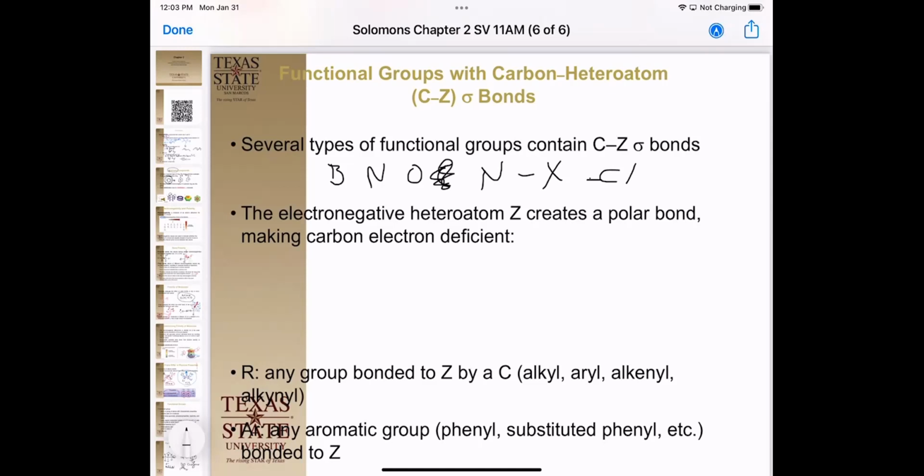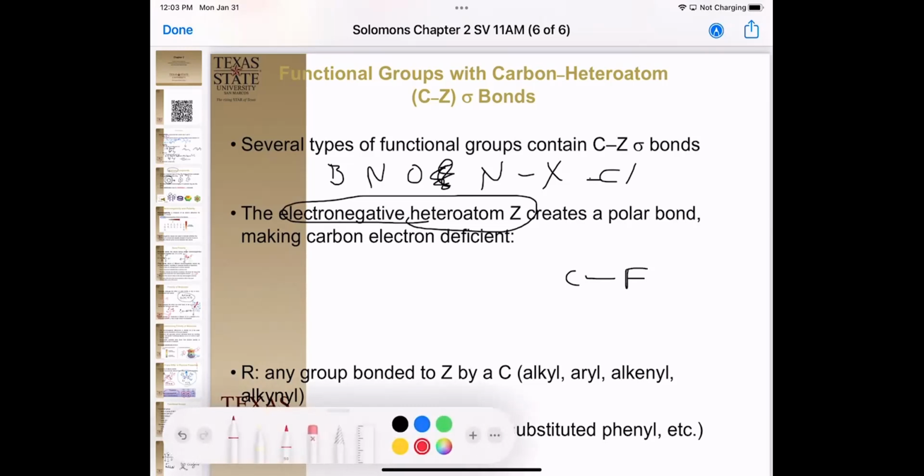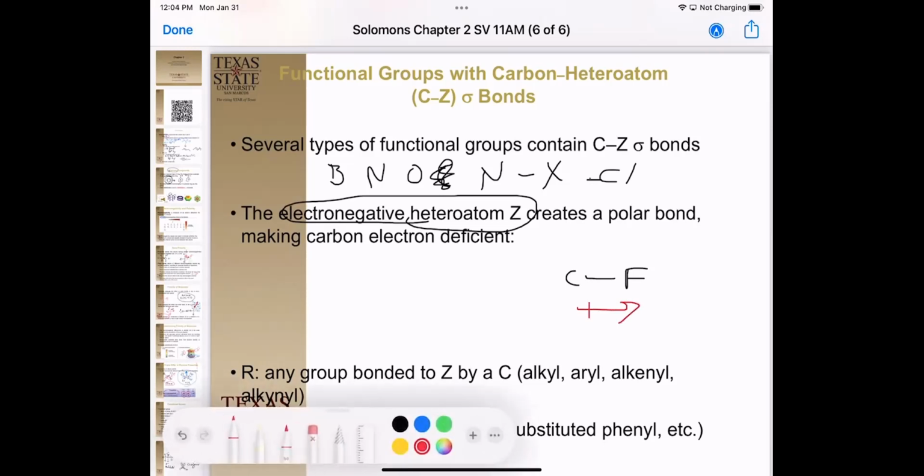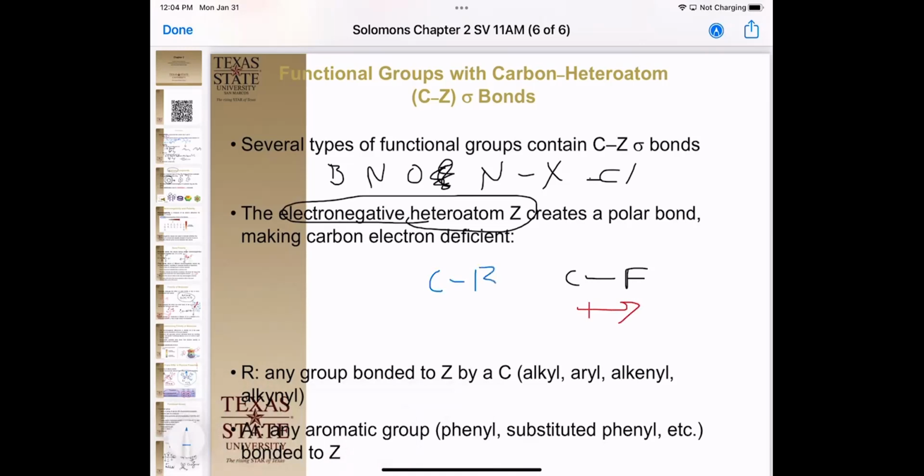So the electronegativity of the atom determines the bond polarity and whether or not the polarity goes into the carbon or away from it. So for example, if we have carbon and fluorine, we've already decided that fluorine is more electronegative than carbon, therefore the arrow is going to go in this direction, right? But what if we had carbon and boron?